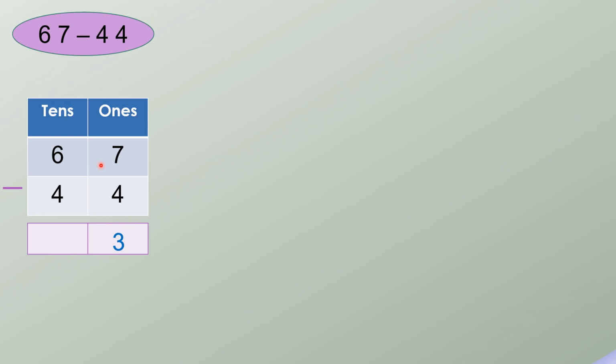And 6 minus 4 in the tens. After ones, we'll come to tens. 6 minus 4 is 2. 4 in a hand and backward from 6: 5, 4, 3, 2. So 23 is the answer.